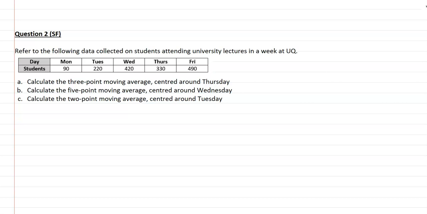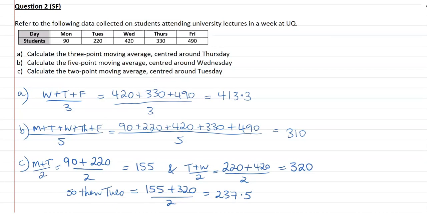We've got a data table here showing us students attending university lectures in a week at UQ. You have to calculate the 3-point moving average centered around Thursday, the 5-point moving average centered around Wednesday, the 2-point moving average centered around Tuesday. Have a go and we'll check in. Alright, let's see how you went.